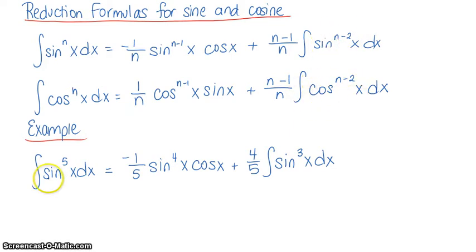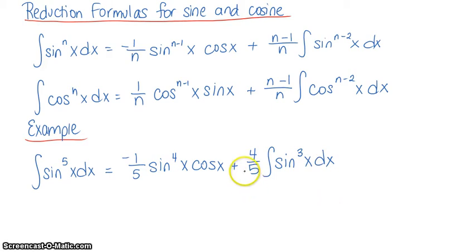So here's an example where we have sine to the 5th degree of x. If you notice here, I've just followed the formula. I've written it out already, so you can see negative 1 over 5. My n is 5, so I plug 5 down here. I drop the degree of the sine to 4, so I do 5 minus 1 to get sine x to the 4th, multiplied by cos x, plus 4 over 5, which is your n minus 1 over 5, and the integral where we drop the degree of the sine down to a degree of 3 of x.